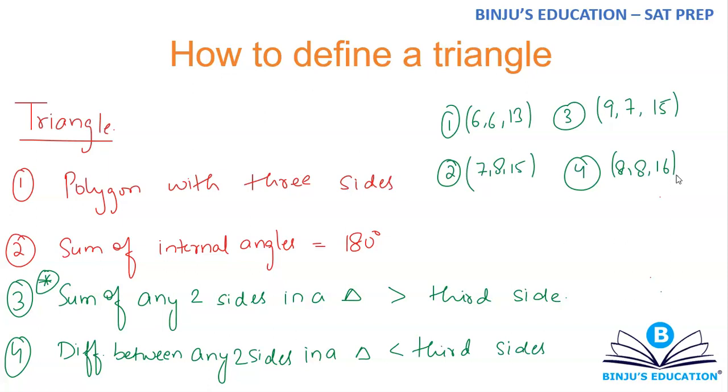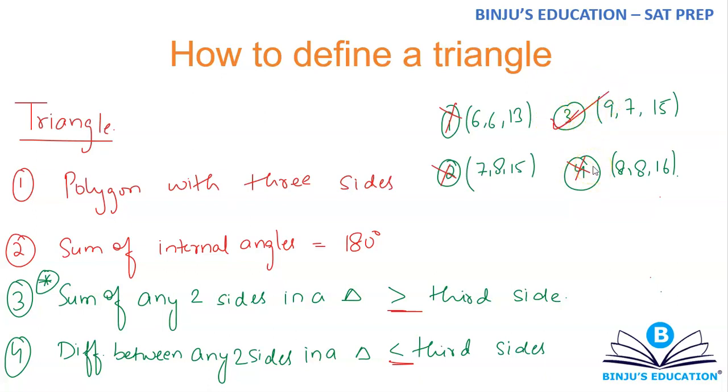So in the first one, you'll observe that 6 plus 6 is 12. 12 is less than 13. However, it has to be the opposite way if it has to be the sides of a triangle, right? So option A goes out. 7 plus 8 is equal to 15. 7 plus 8 should be greater than 15, not equal to. Okay, remember that the sign is that of greater than or less than. There is no equal to in this. 2 goes out, same way 4 also goes out. 9 plus 7 is 16. 16 is greater than 15.